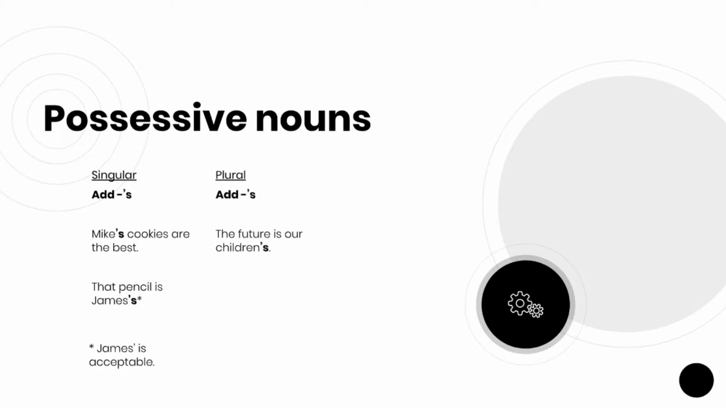When nouns are plural, again, you just add apostrophe s. The future is our children's. The only exception to this is when a plural noun already ends in s, as in, the bears' dens are hard to find. In this case, we just add an apostrophe after the s, and it's as simple as that.